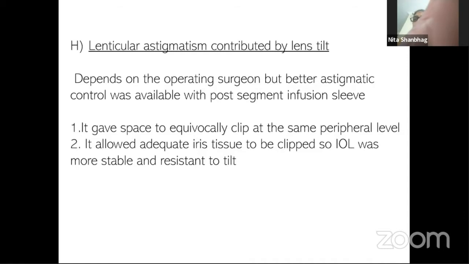Lenticular astigmatism contributed by the lens tilt depends on the operating surgeon again, but better astigmatic control was available with the posterior segment infusion sleeve. It gave space to equivocally clip at the same peripheral level, and it allowed adequate iris tissue to be clipped so that the IOL was more stable and resistant to tilt.